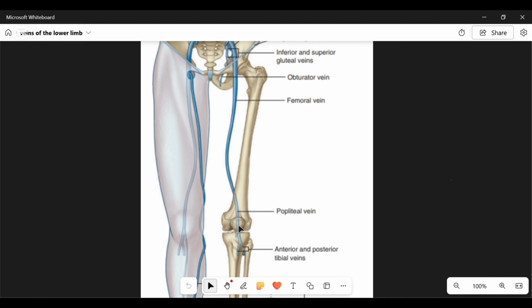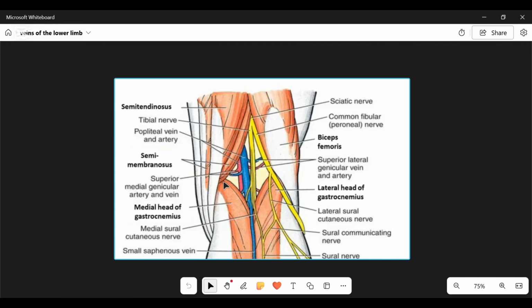The popliteal vein then ascends upwards, passes through the adductor canal, which we will see later, and becomes the femoral vein. So here we can see the popliteal fossa. We have the popliteal vein, and we can see that the small saphenous vein is draining into the popliteal vein. Now it's important to note the anterior and posterior tibial veins are the terminal branches of the popliteal vein, whereas the small saphenous vein is not a terminal branch, and instead it just drains into this popliteal vein.